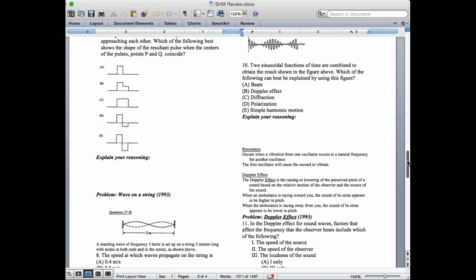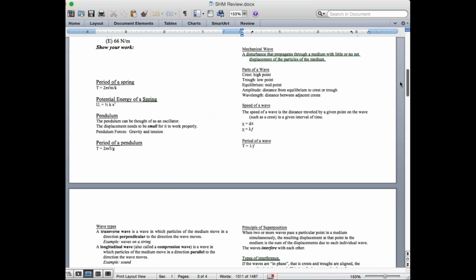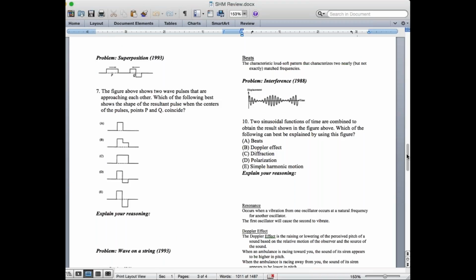Beats. Beats are the characteristics of loud, soft patterns when we have wave interference from 2 different sound waves. So that means if we have 2 sinusoidal functions of time combined to obtain the result as shown in the figure above, which of the following can best explain the use of that figure? Basically, you've got a whole bunch of random things written here. Beats are indeed the correct answer. Beats are this interference of what we're describing. Beats occur when we have these sound functions as they have different things going on.